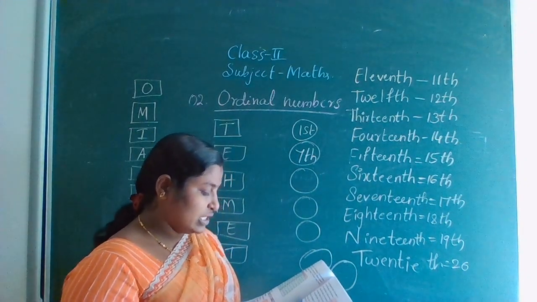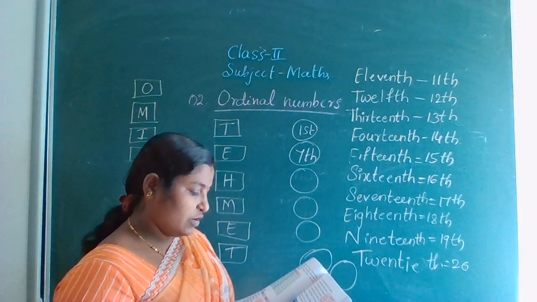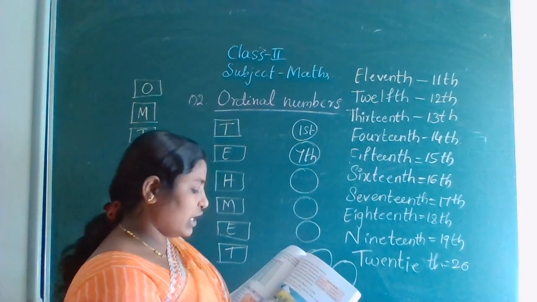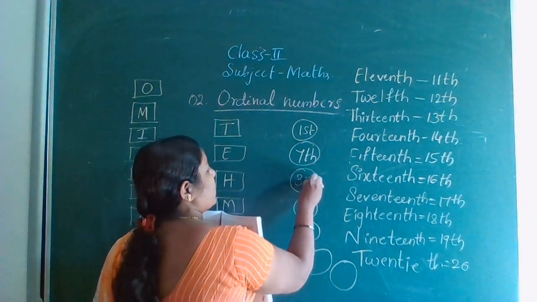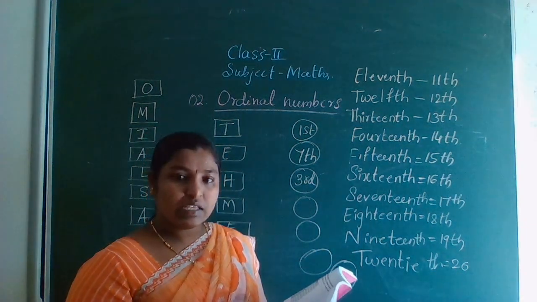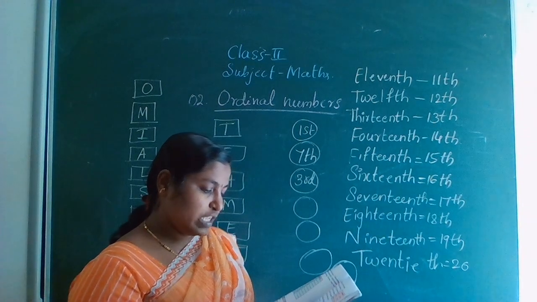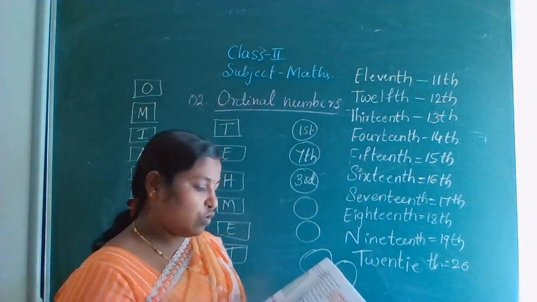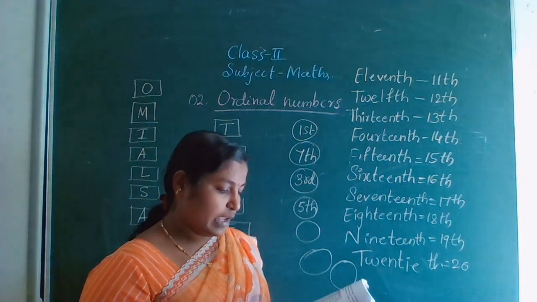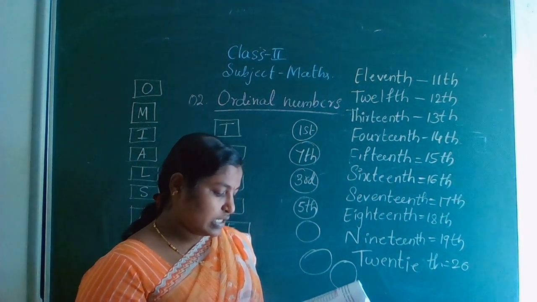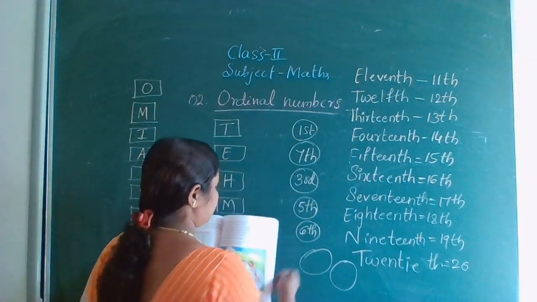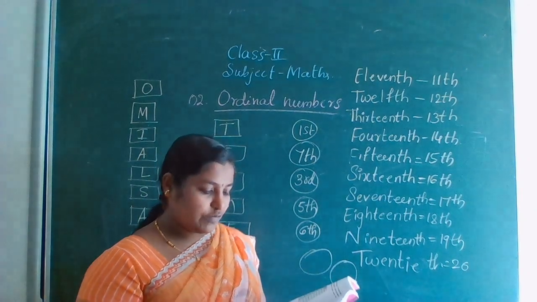The deer is at the dash place. Where is the deer? The deer is in first, second, third place. The lion is at the dash place. Where is the lion? First, second, third, fourth, 5th place. Lion is in the 5th place. Next, the tiger is at the dash place. Tiger is at the 6th place. First, second, third, fourth, 5th, 6th place.